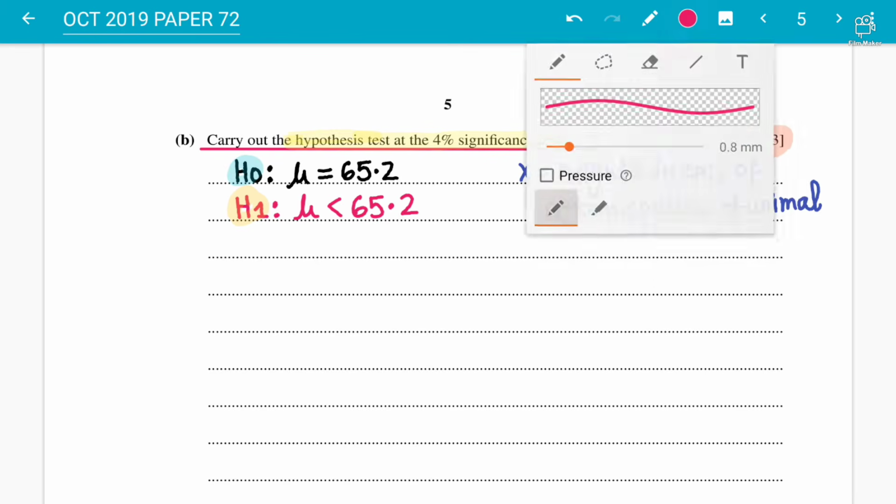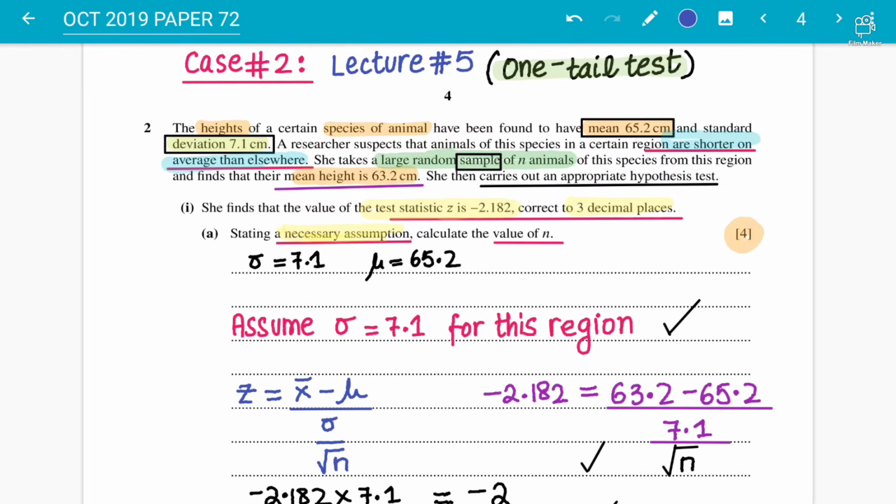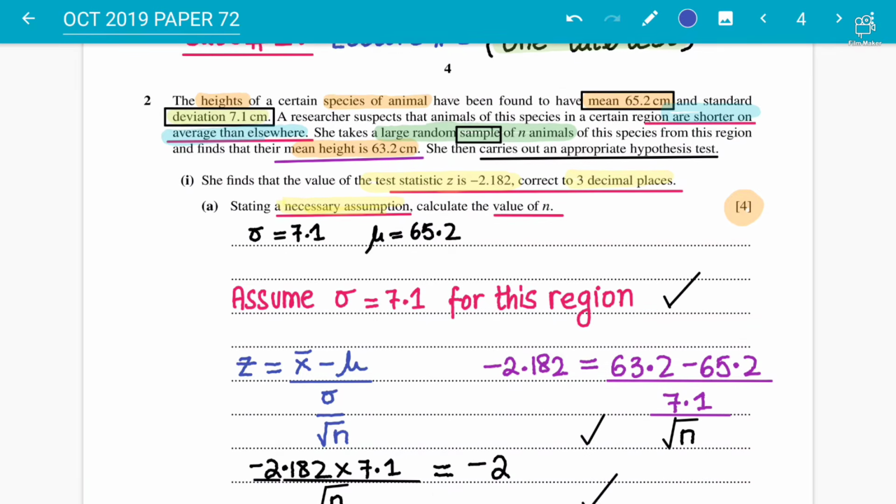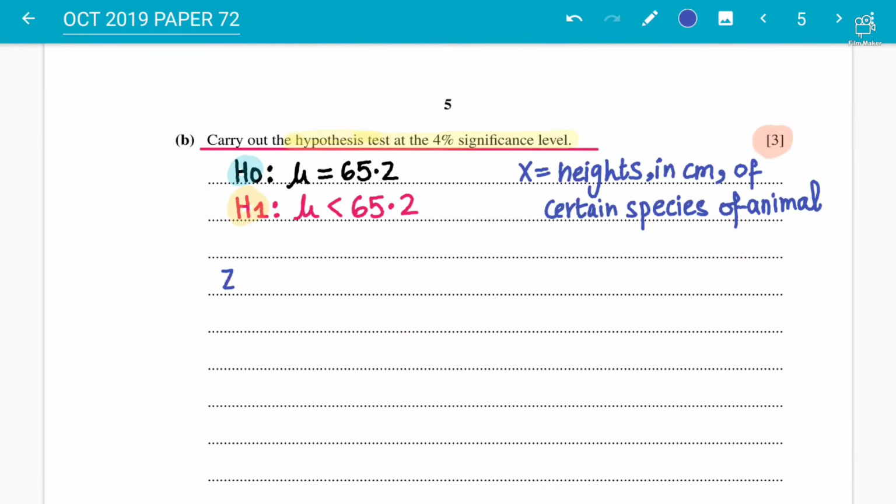The next thing is that you have to get your test statistic value, which is minus 2.182. We already got it. No need to solve it, because that's why it's only 3 marks. The mean height was 63.2. We already did that with the Z table, and the Z test statistic value is minus 2.182. In this case, only our answer and our conclusion matter.